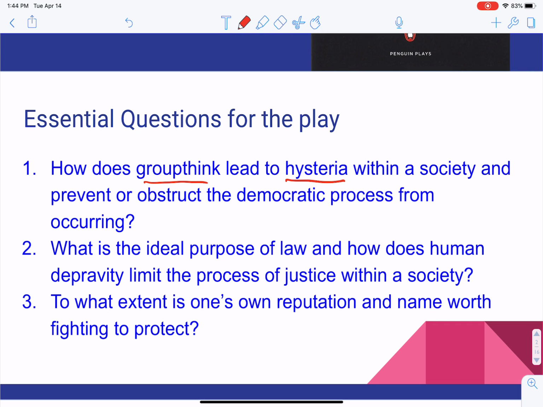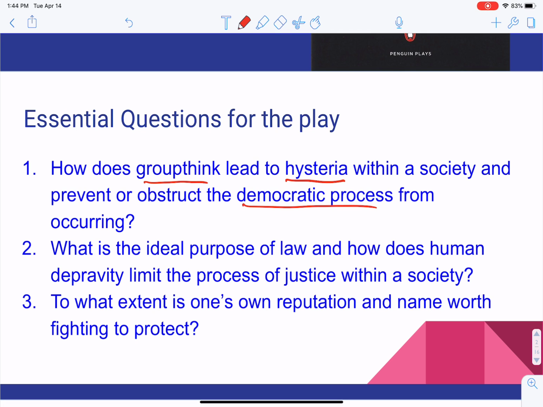Now, if you're like, Mr. Roff, I don't know what groupthink is. I'm not familiar with hysteria. Don't worry. We'll be defining those terms as we talk about them over the next couple of days. So how do those two things, groupthink and hysteria within a society, prevent or obstruct the democratic process from occurring? So going back to The Moon is Down, we were talking all about democracy and why democracy is this powerful human form of government. Well, in this play, we see some hindrances to the democratic process.